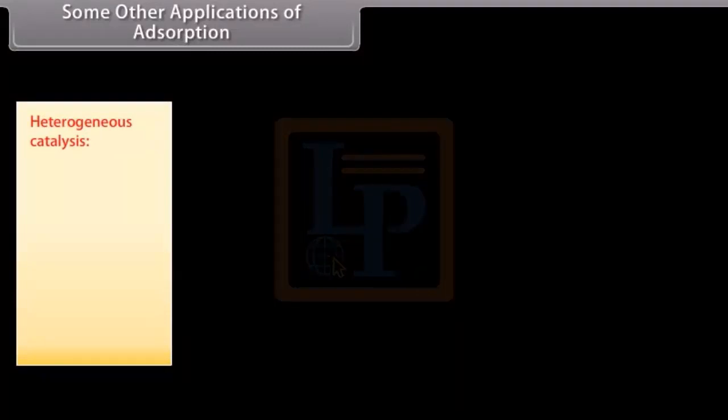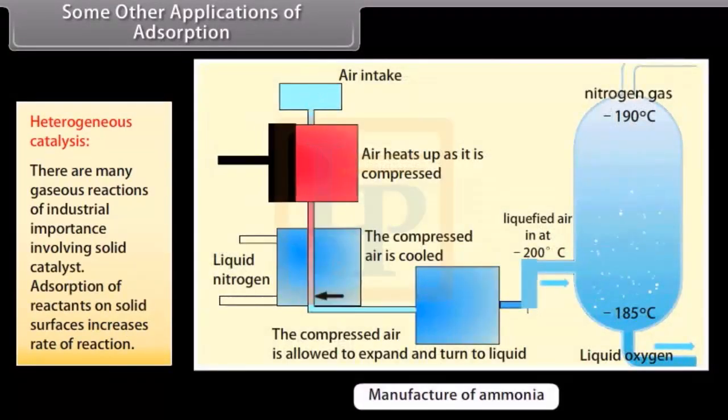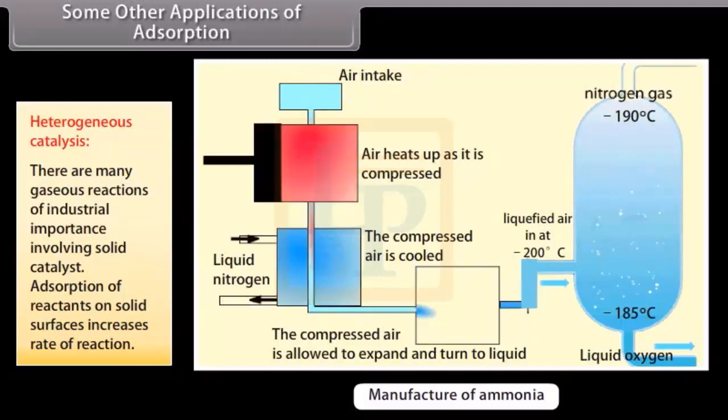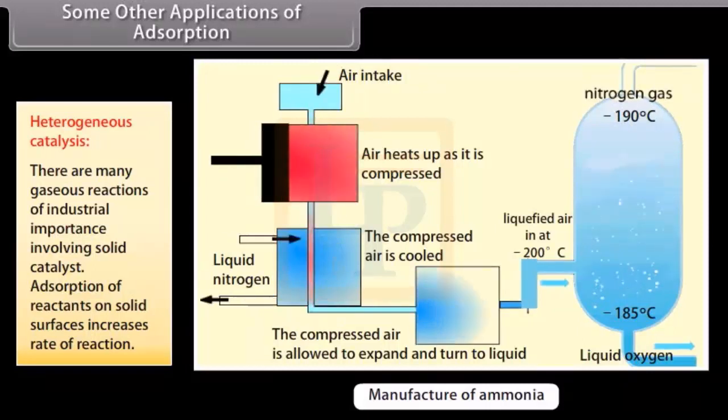Heterogeneous catalysis. There are many gaseous reactions of industrial importance involving solid catalysts. Adsorption of reactants on solid surfaces increases the rate of reaction. For example, manufacture of ammonia, sulfuric acid, and hydrogenation of oils.